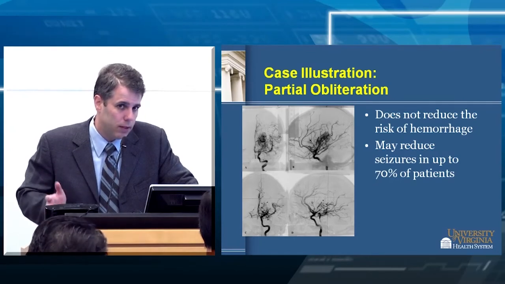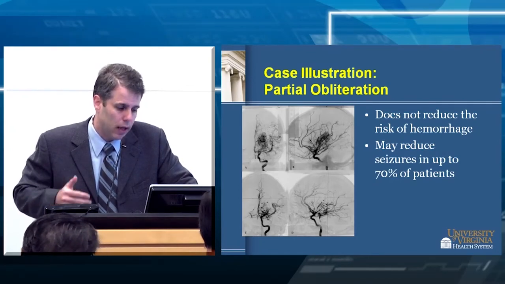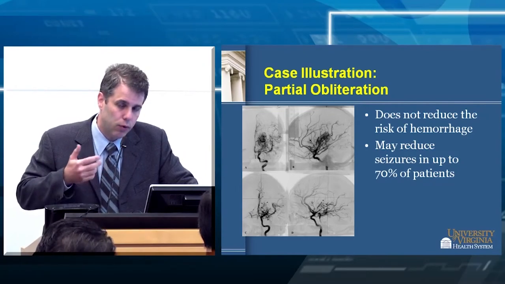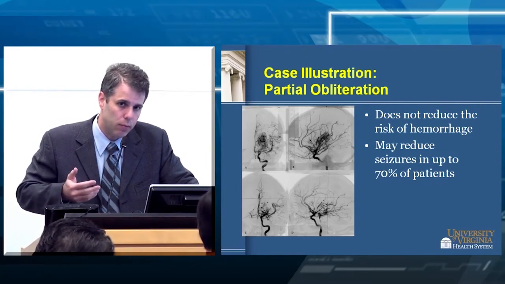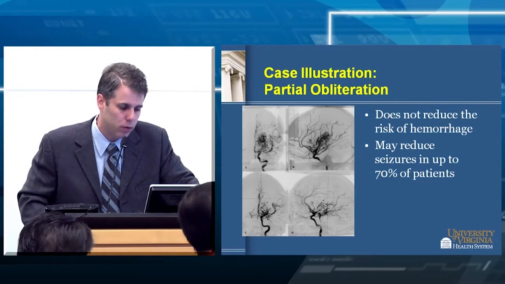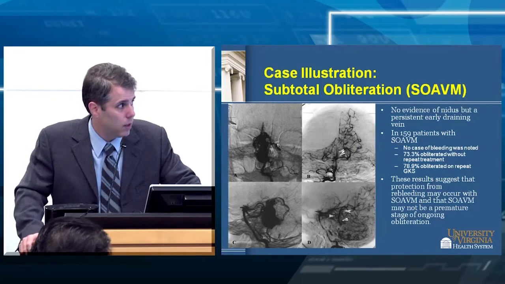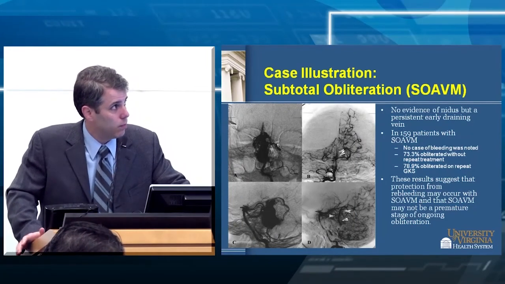So there are some benefits, but we would treat this patient again. Treatment may be repeat radiosurgery for the remaining nidus. It may be resection or embolization, but this patient probably warrants additional treatment. Subtotal obliteration is something that is a bit confusing.